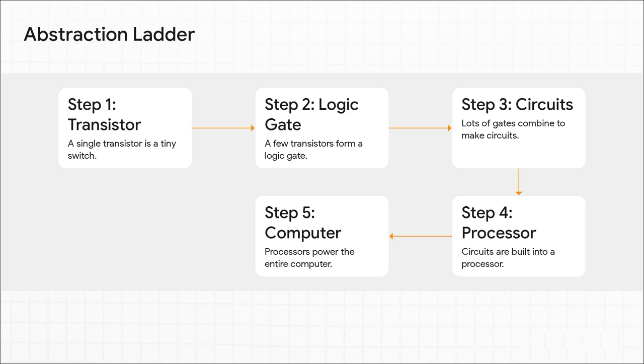Step 3, we then combine thousands, millions of those gates to create a more complex circuit, one that can do something useful, like add two numbers together. Step 4, we then pack millions of those circuits onto a tiny sliver of silicon to create a processor, the brain of the computer. And step 5, that processor powers the entire computer. See what happened? Each layer builds on the one below it, while hiding its complexity. We went from a simple on-off switch all the way up to a computer, just by stacking simple ideas on top of each other. It's beautiful.